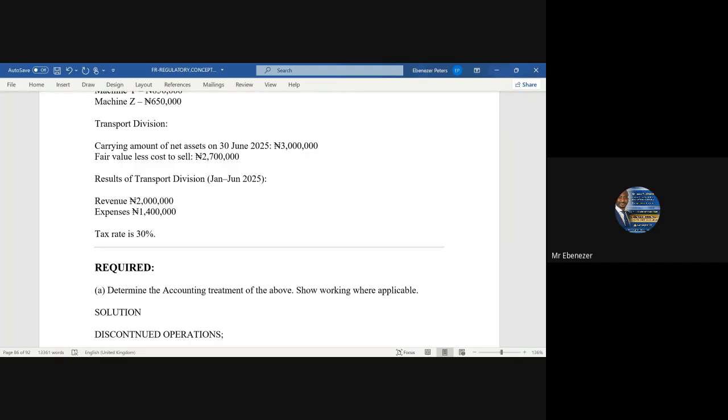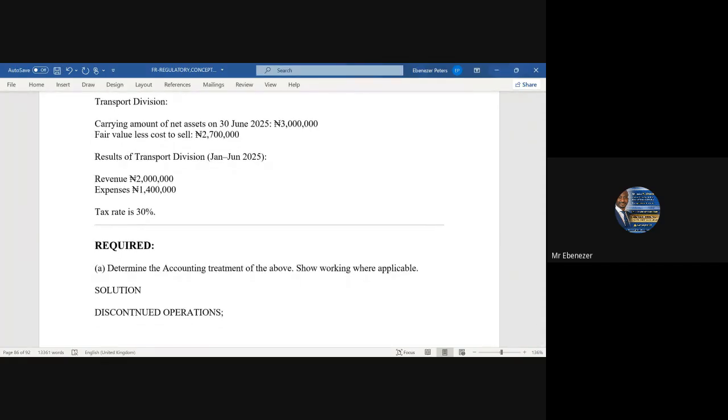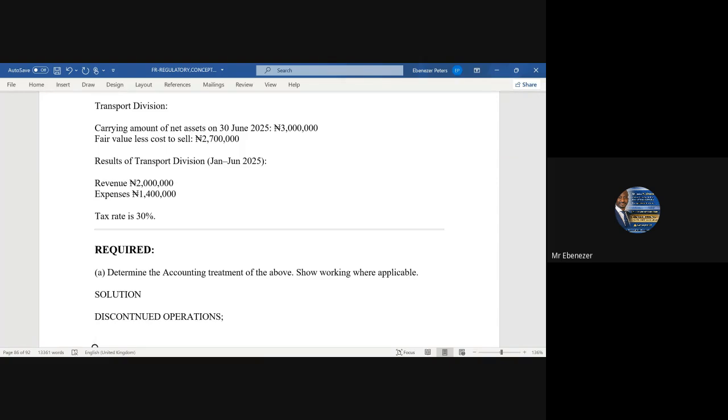Let me just quickly explain it. With this discontinued operation, this 2.7 million, you have not yet realized it. So you have to write in your books that you have a discontinued operation, and the value you are carrying it at is 2.7 million. The first thing to do is to determine the discontinued operation profit account. First of all, let's do the continuing operation account for the year. That's where you have to start from.